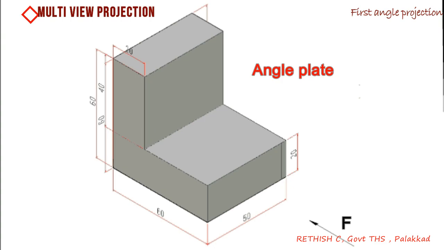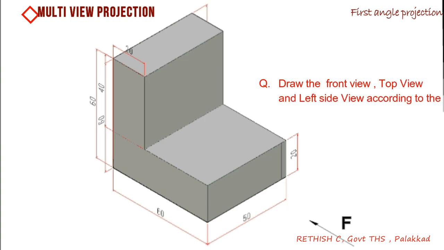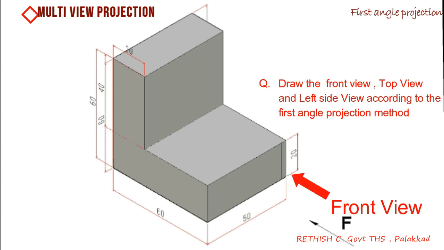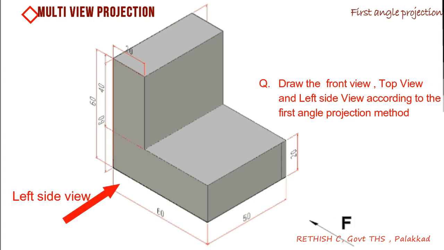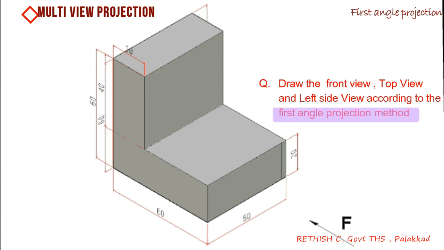Let us check the question. The question is, draw the front view, top view and left side view according to the first angle projection method. That means we have to draw the front view, left side view and top view or plan. Here in the question, it is mentioned that we should follow the first angle projection method. Sometimes it will not be given. In that case also we have to draw the drawing with the first angle projection method.